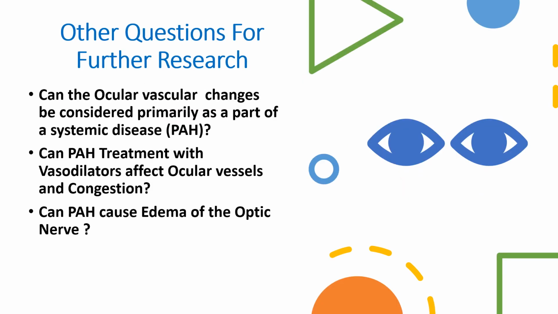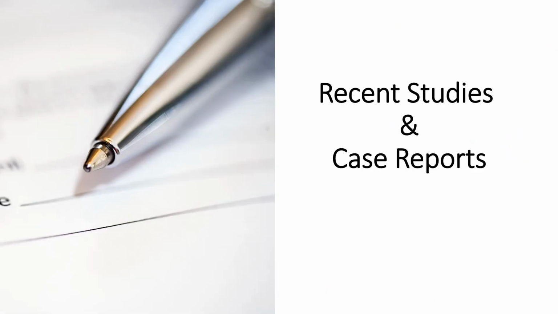Other important questions for further research are to be answered in the near future. First, can the ocular vascular changes be considered primarily as a part of a systemic disease? Can PAH treatment with vasodilators affect ocular vessels and congestion? And can PAH cause edema of the optic nerve?